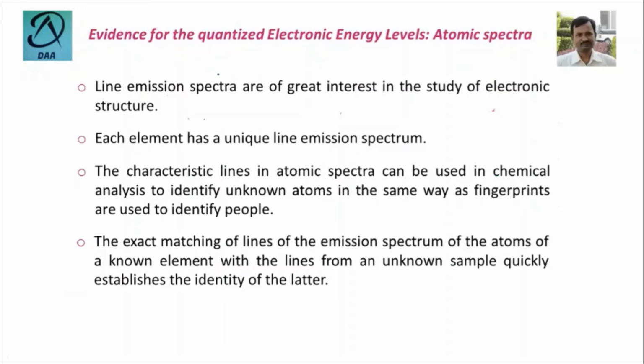Line emission spectra are of great interest in the study of electronic structure. Each element has a unique line emission spectrum, and with that we can identify the element. The characteristic lines in atomic spectra can be used for chemical analysis to identify unknown atoms in the same way as a fingerprint is used to identify people.